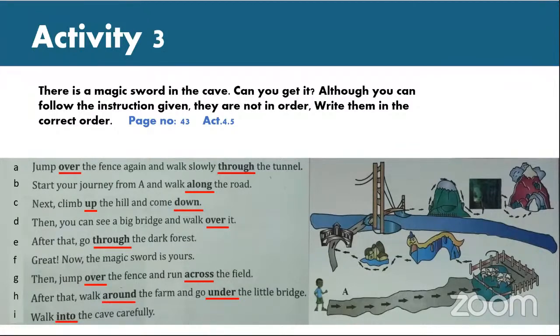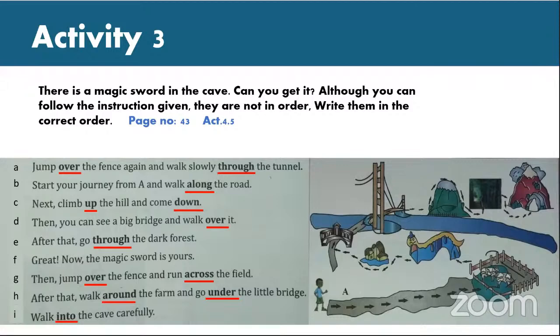Okay. Fourth one. What is fourth? Yes. H. After that, walk around the farm and go under the little bridge. Okay. Fifth one. D. Yes. Then you can see a bridge and walk over it. Very good, Chatumi. Good.